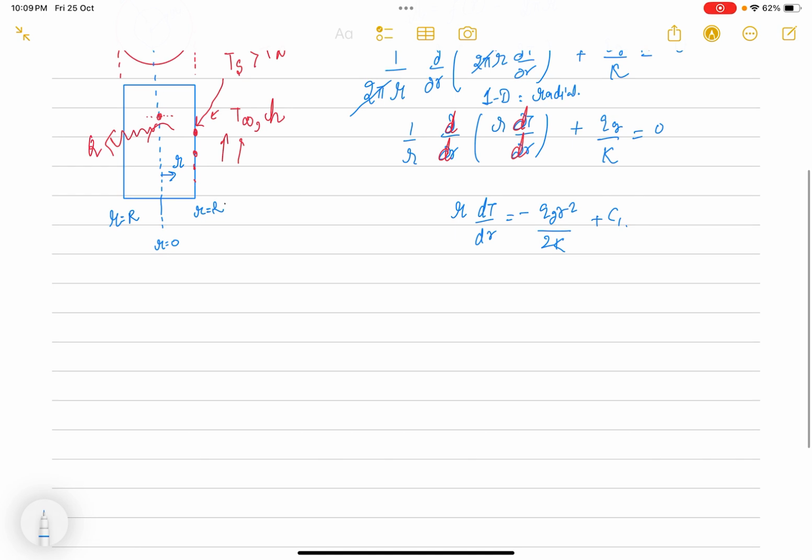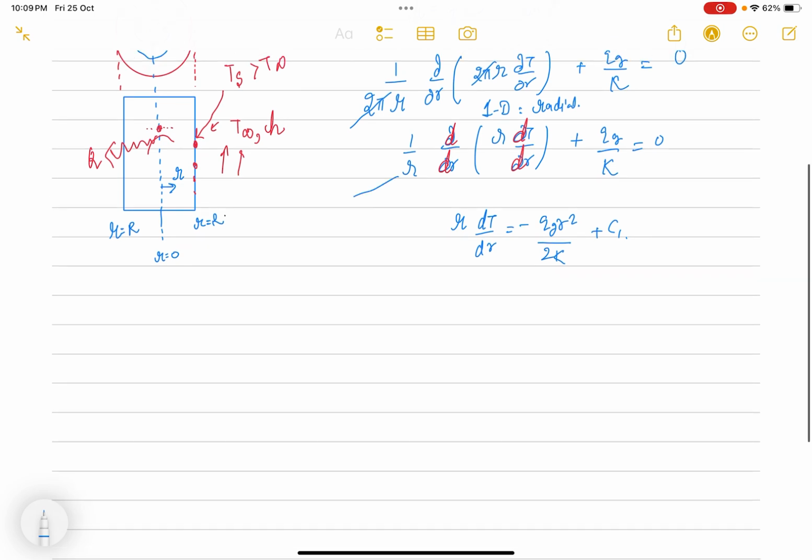As we have seen above, at the center the temperature will be maximum. It means the slope of temperature will be 0 at the center, right?